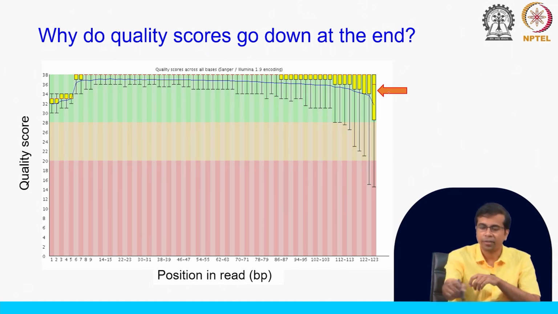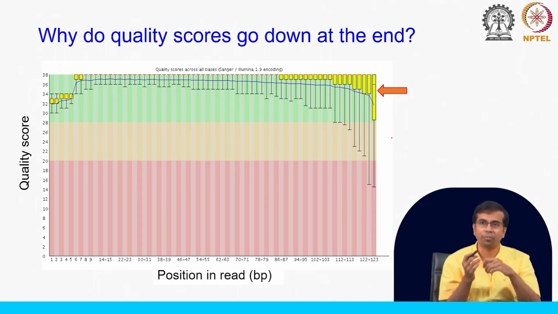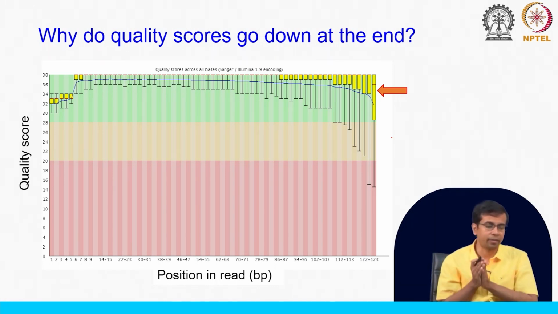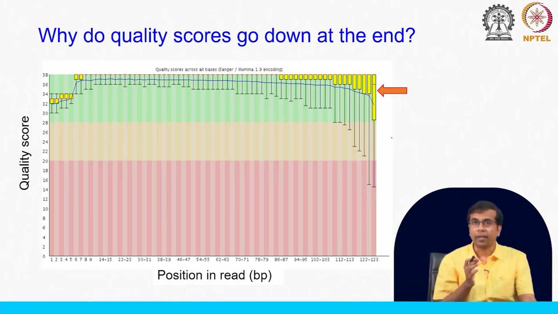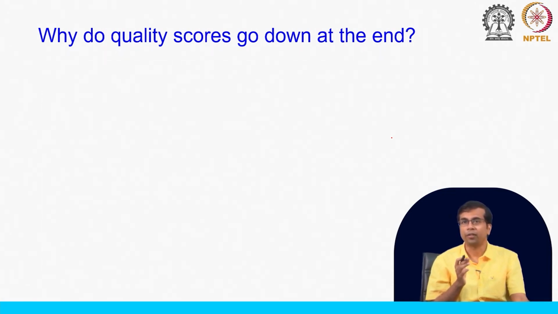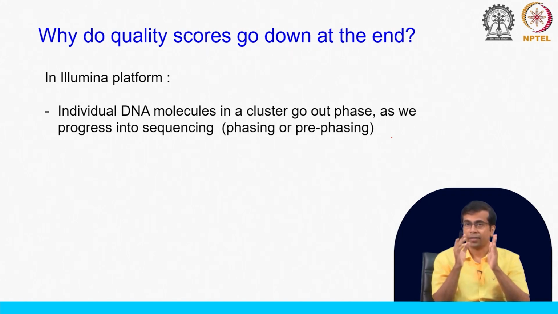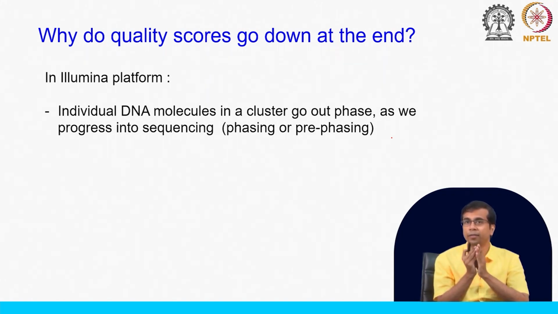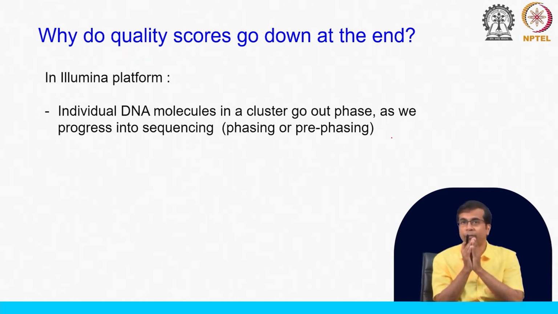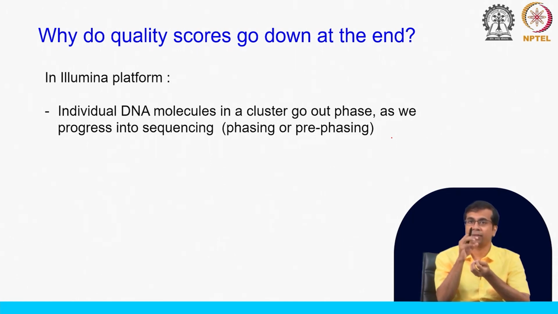Here you see the quality score trend is going down. Again the question is why that is the case. Again here there is no electrophoresis, so it is actually interesting why this goes down. It goes down because of a problem called phasing or pre-phasing. In the Illumina platform, if you remember the principle, the sequencing is done in clusters. You have these clusters of molecules, generated from the same clone. They are sequenced at the same time, and the signal that we detect is from the cluster. It is the sum total signal that comes from the cluster.